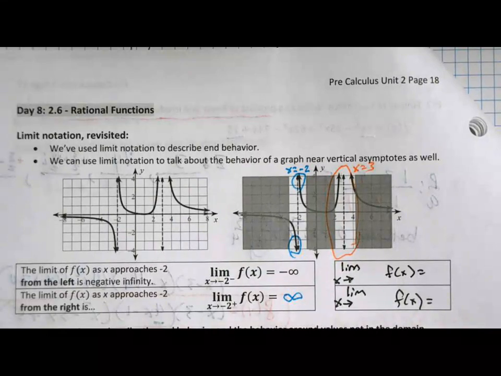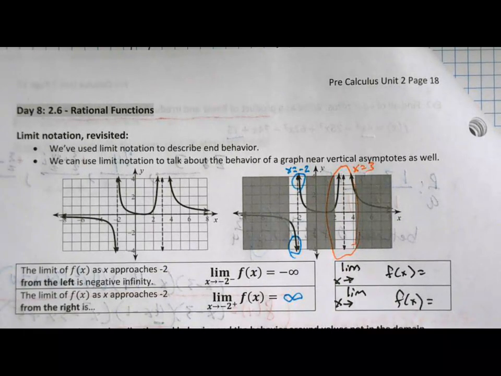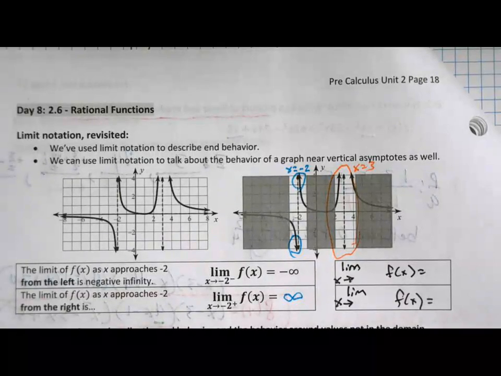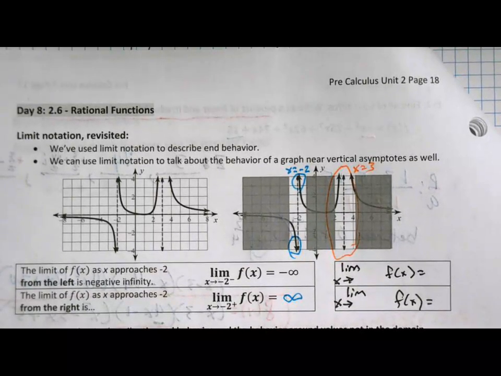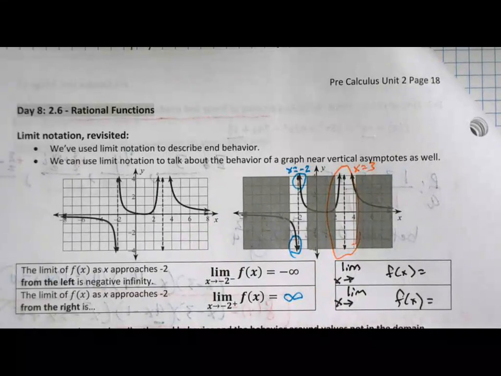So look at what those two arms are doing to the left and to the right of that asymptote. And see if you can fill in the details for our limit notation. Try and do that on your own. You've got pencils. If you make a mistake, that's okay. We'll erase and fix it.